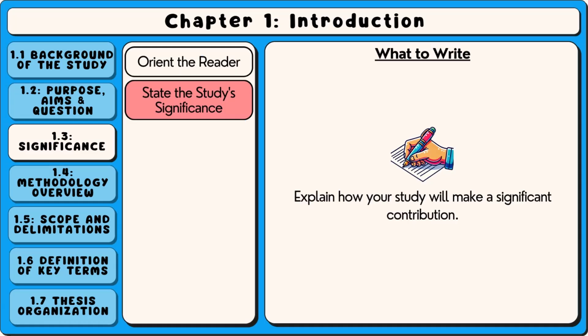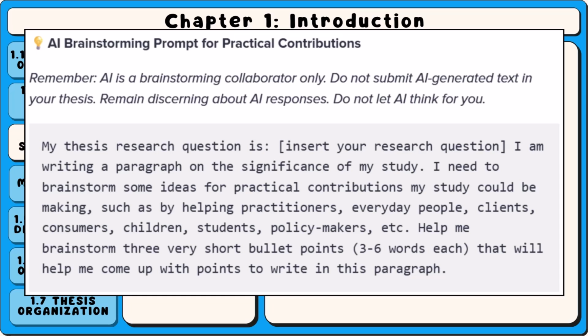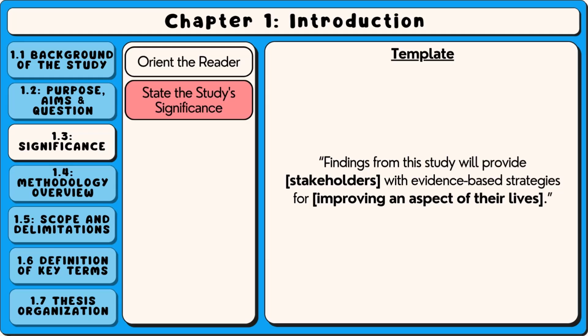After orienting the reader to your contribution, you'll want to explain how your study will make this contribution. Here's a quick brainstorming prompt that you can use to help come up with some ideas for how your study makes a contribution. You can pause the screen now to copy that prompt and enter it into your favorite AI tool such as ChatGPT, and it will help you brainstorm some ideas.